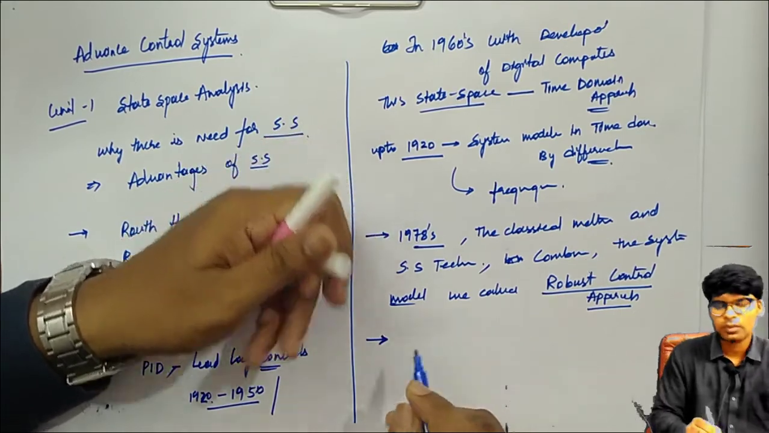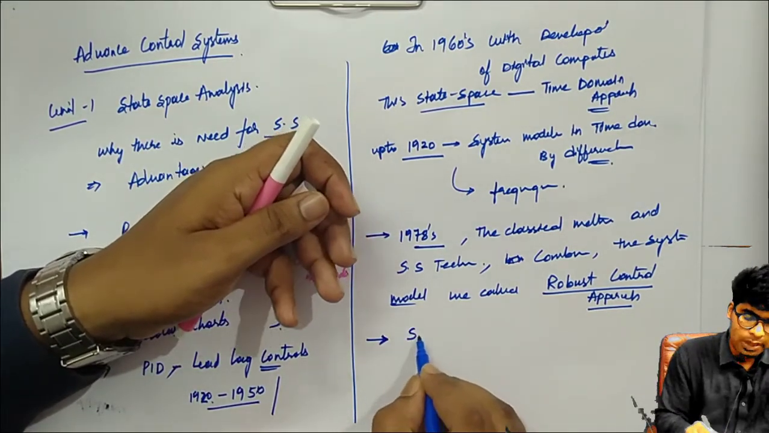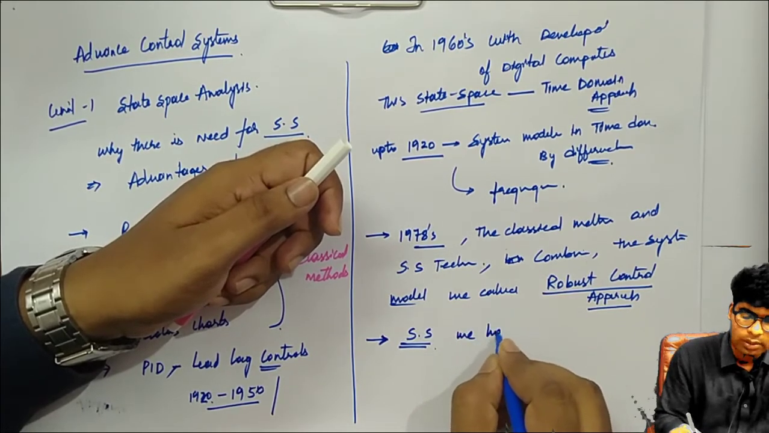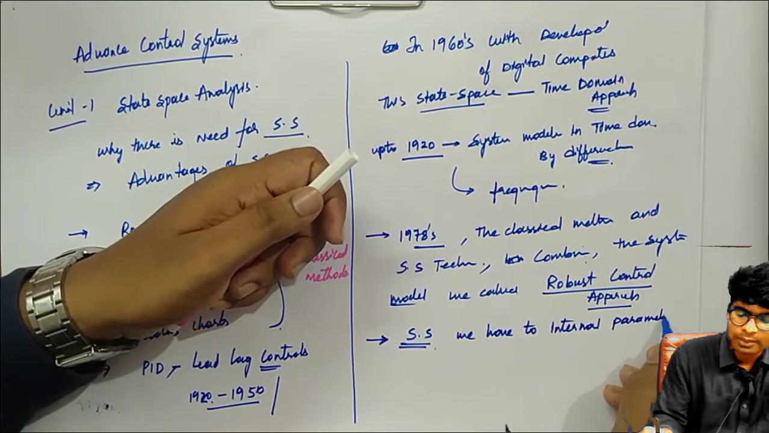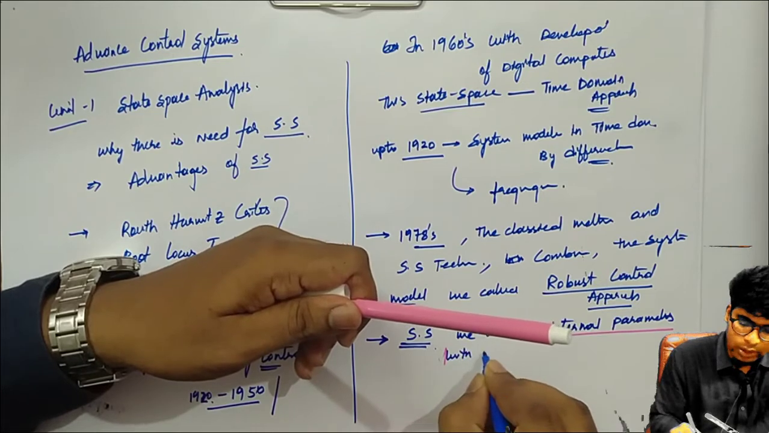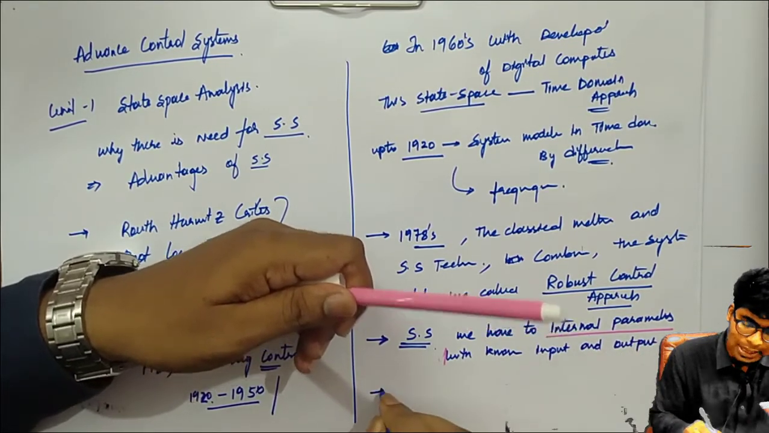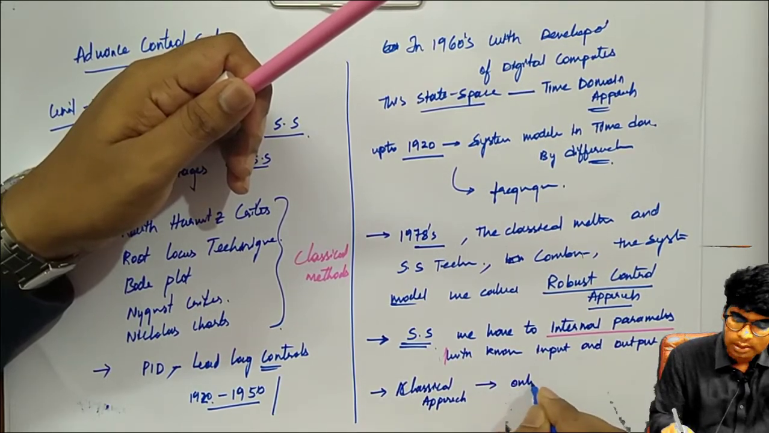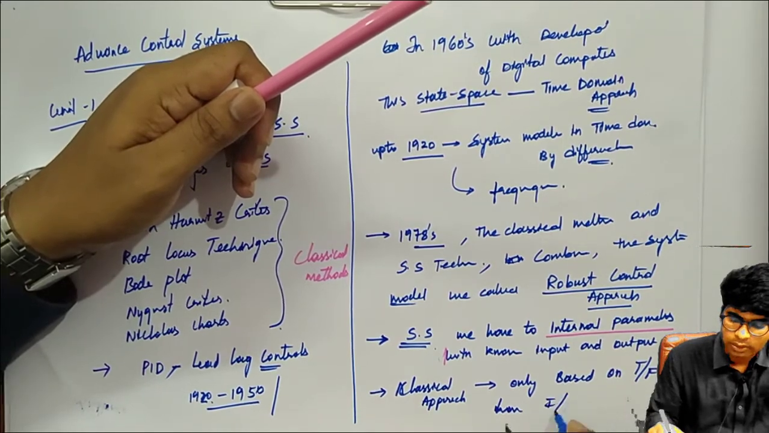In general, the main thing with state space techniques is that we have to know the internal parameters of the system, along with knowing the input and outputs. Whereas the classical approach is only based on the transfer function, having an input and output.